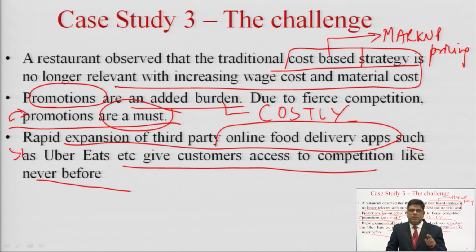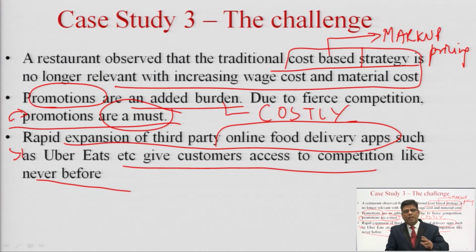The number one challenge is fierce competition. The number two challenge is the revised wage policy. So, it has to pay more wages to its workers. The number three challenge is the increasing price of the food material, the raw material. The number four challenge is it cannot stop promotions because it is operating in a fiercely competitive space.